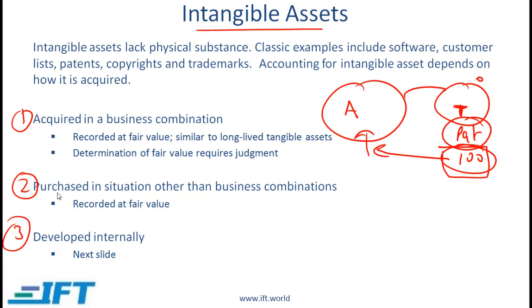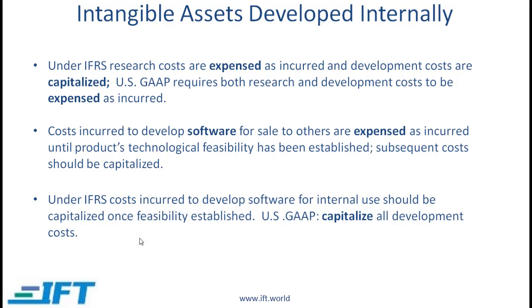The second scenario is as follows. Purchased in situation other than business combination. This is a long-winded way of saying that a company simply purchased the intangible asset such as a patent. Here, obviously, the intangible asset will be recorded at fair value, which most probably is the amount that was paid for the intangible asset. Third, developed internally. This is where the intangible asset is developed internally by the company, and we will see this on the next slide.